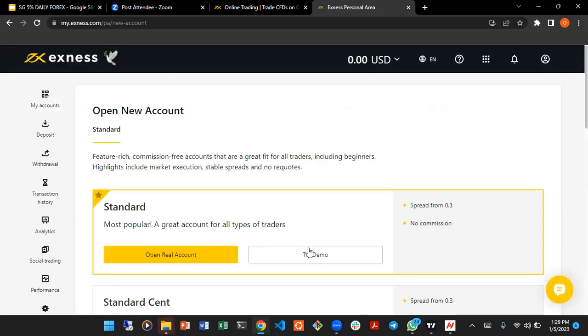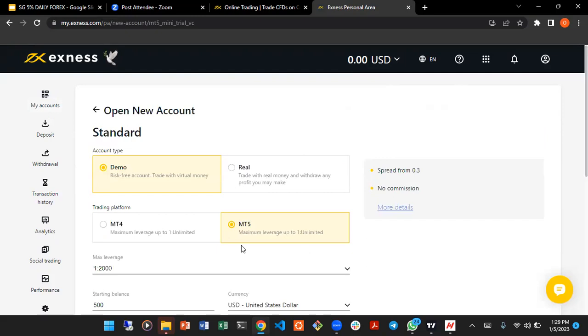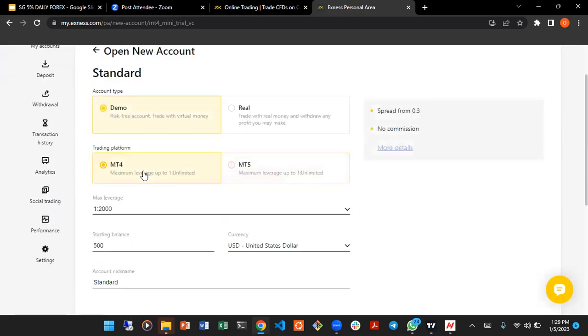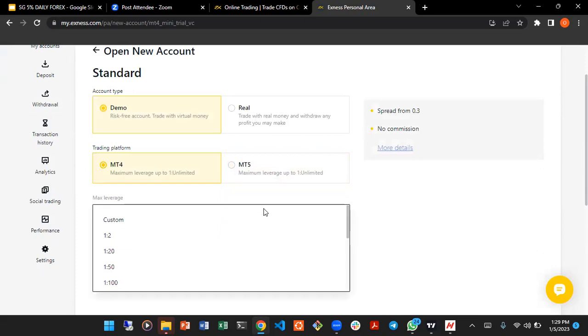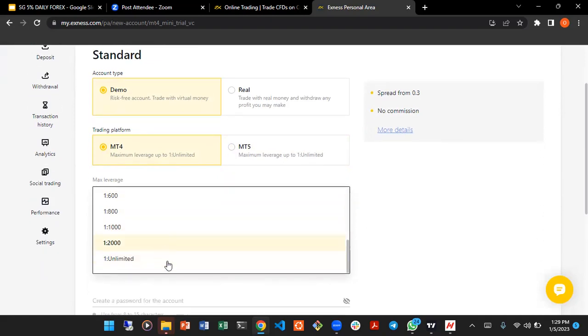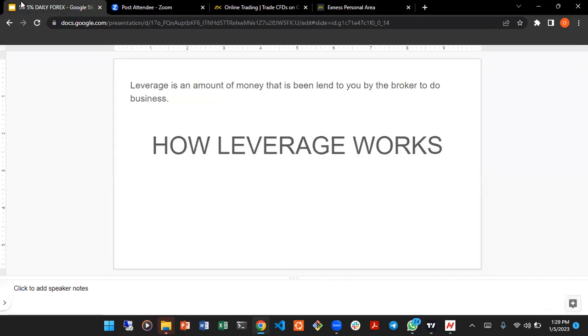Now just pay attention to this trading platform, MT4. Look at it, max leverage. Can you see it? What can you see here? 1:2, 1:20, 1:50, 1:100, 1:200, 1:400, 1:500, 1:600, 1:800, 1:1000, 1:2000, and 1:unlimited. So we have different types of leverage. That's why I said leverage is an amount of money that is being lent to you by the broker to do business.